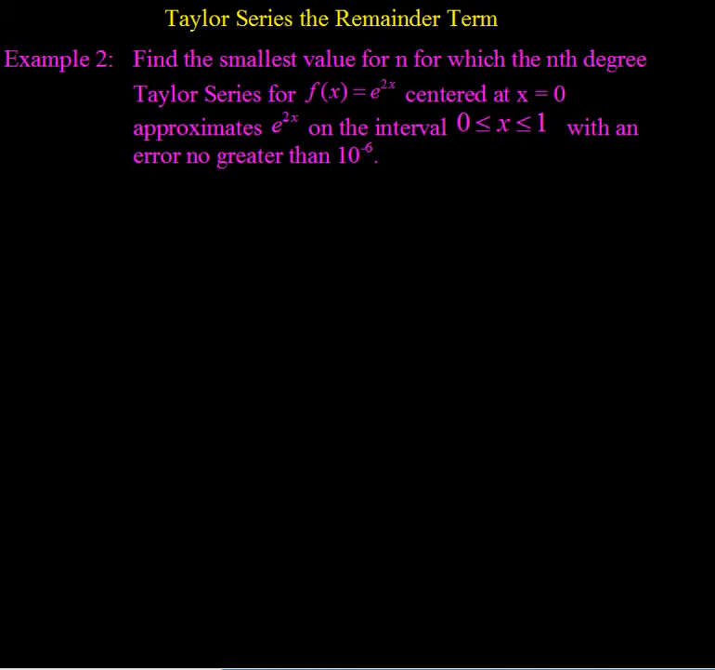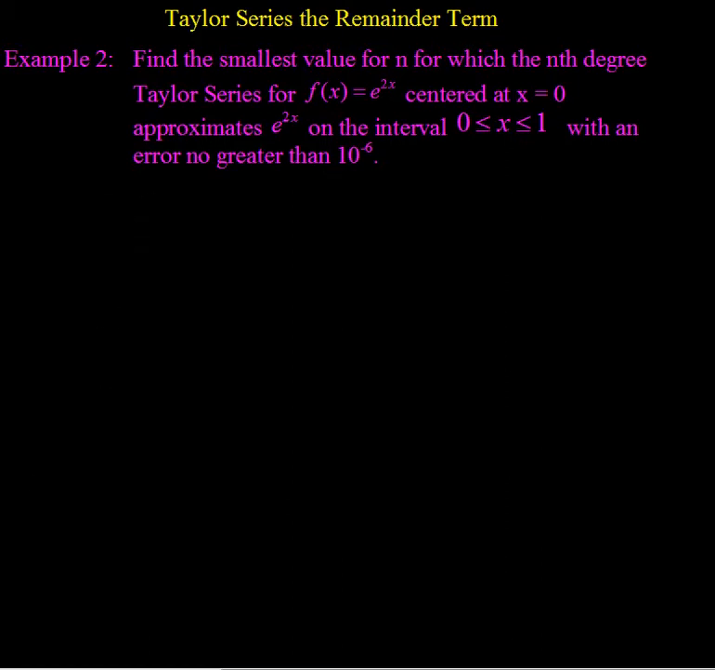The example is to find the smallest value for n for which the nth degree Taylor series for f of x equals e to the 2x, centered at x equals 0, approximates e to the 2x on the interval 0 to 1 with an error no greater than 10 to the negative 6. So we want the estimation to be within 1/1,000,000th of the actual value.